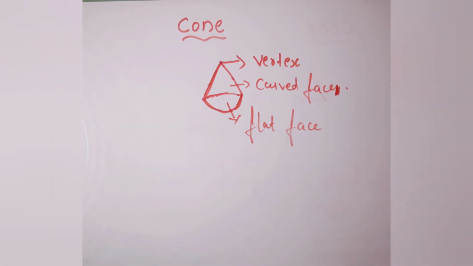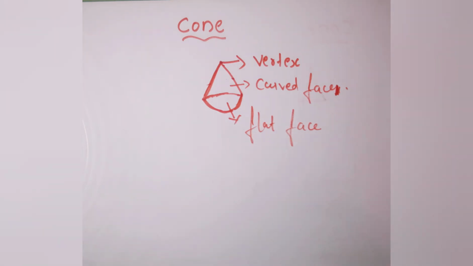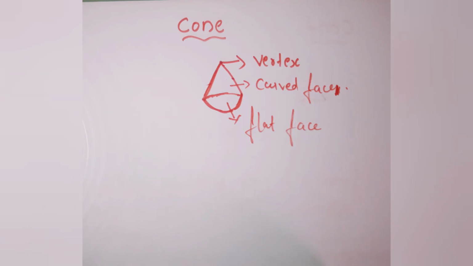But if they ask dash curved face, then you have to write one curved face. Dash flat face, then one flat face. Dash vertex, one vertex. So a cone has everything 1. Everything 1 means vertex is 1, curved face is 1, flat face is 1. But total faces is equal to 2. And also I have said already real life examples.